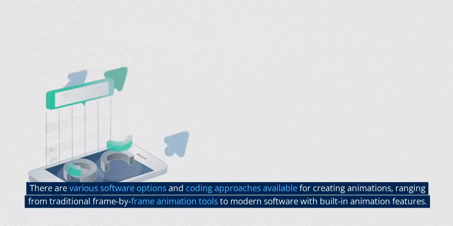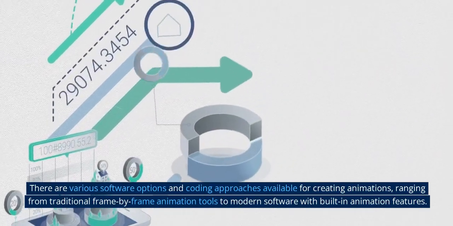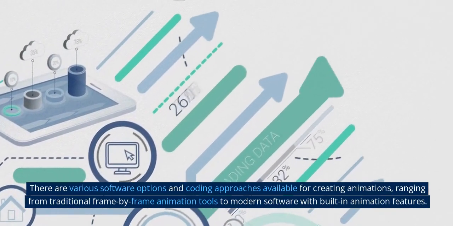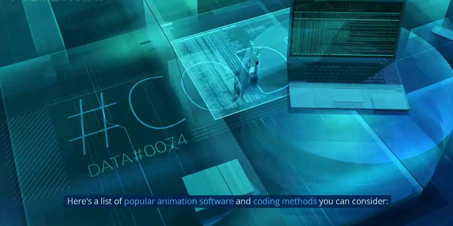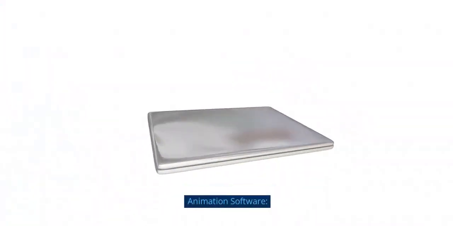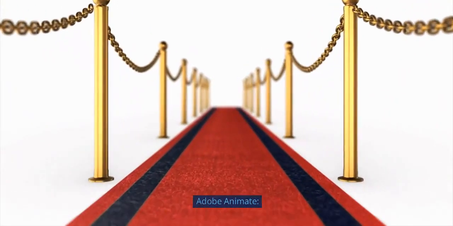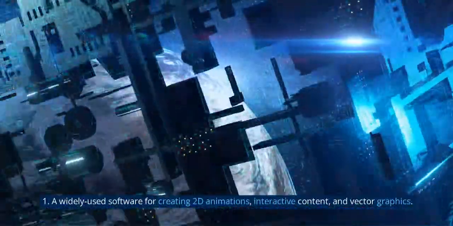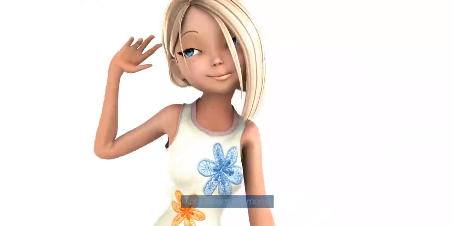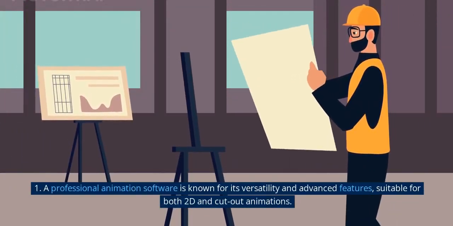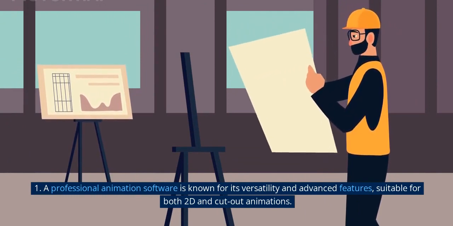There are various software options and coding approaches available for creating animations, ranging from traditional frame-by-frame animation tools to modern software with built-in animation features. Here's a list of popular animation software and coding methods you can consider. Animation software. Adobe Animate. 1. A widely used software for creating 2D animations, interactive content, and vector graphics. Toon Boom Harmony. 1. A professional animation software known for its versatility and advanced features, suitable for both 2D and cutout animations.